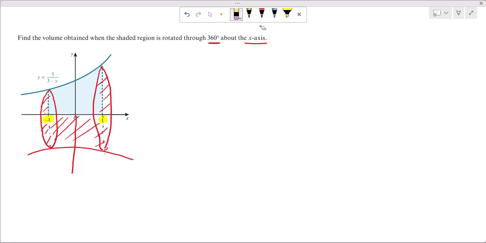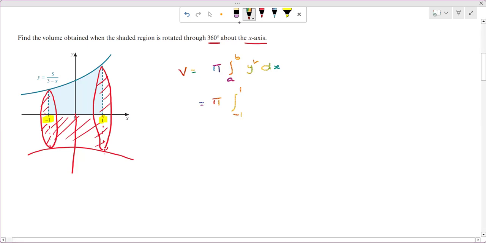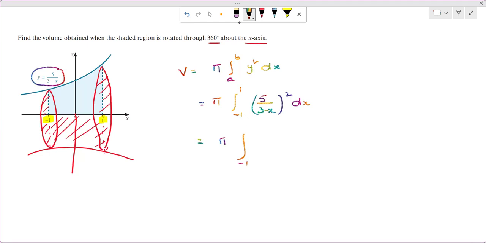So the volume will be, see, the formula. It is about the x-axis, so pi integral from A to B of y square dx. With respect to x, the values are given over here. So pi as it is, A is equal to -1, B is +1. So -1 to 1 of y square. The curve is given that y is equal to 5 by (3 minus x) whole square, so 3 minus x is given, and y square is the whole square of it. Now simplify this: pi integral from -1 to 1 of 25 over (3 minus x) whole square dx.